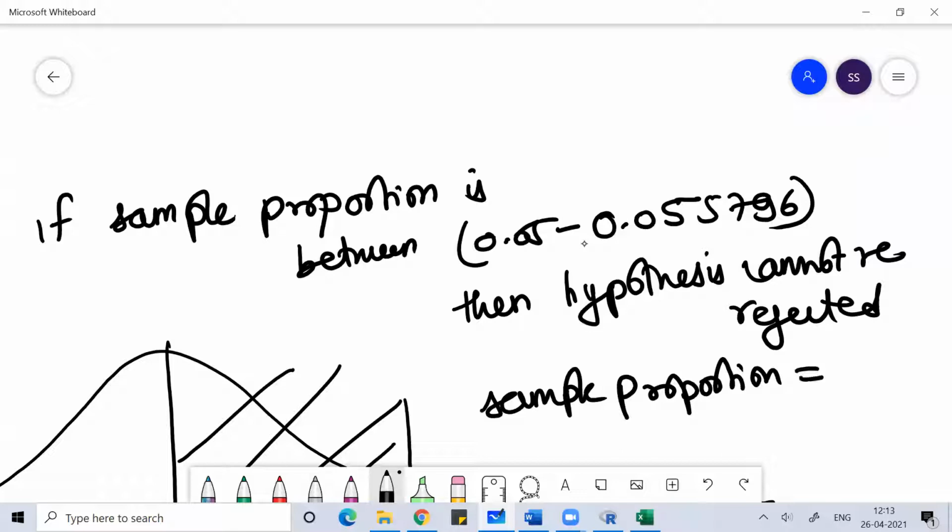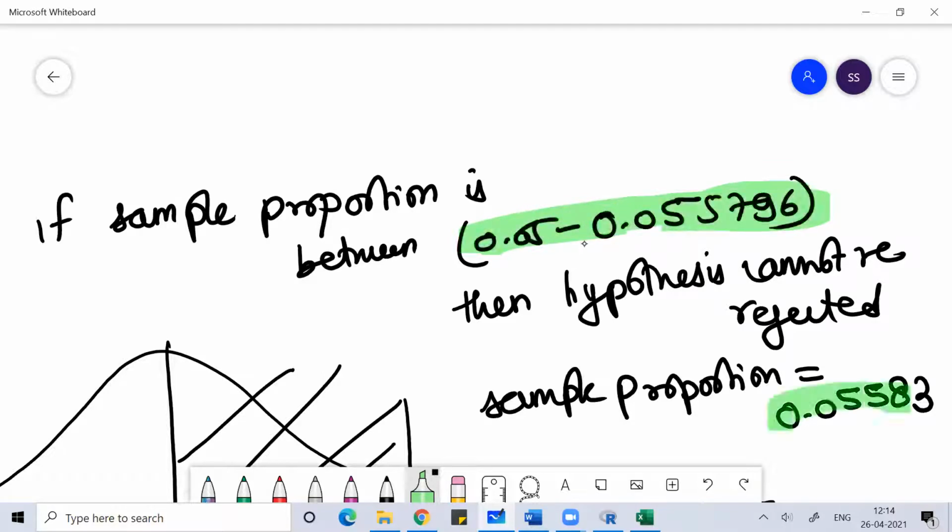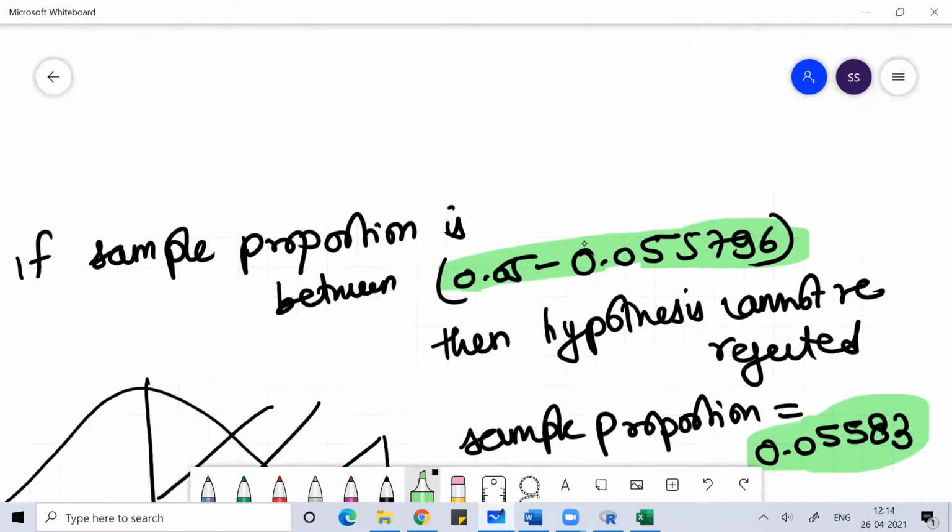Your sample proportion is 0.05583. If your sample proportion were in that range, you would accept it. But your sample proportion is more than that range, so you'll end up rejecting the null hypothesis.